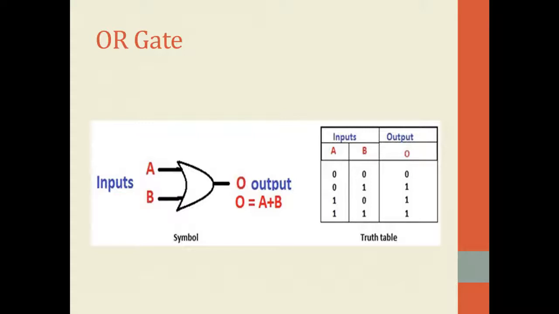Moreover, in simple mathematical form, when 1 is added to 1, it becomes 2, but in Boolean mathematical form, when 1 is added to 1, it becomes 1. So one should be careful about this while writing a truth table of the OR gate.